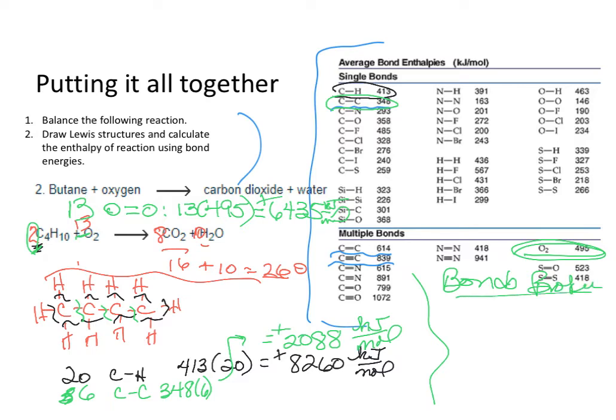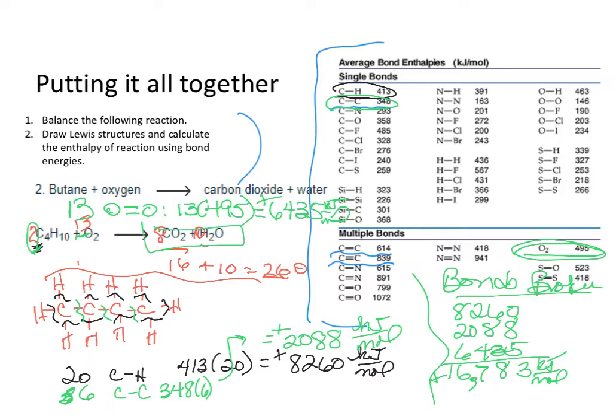So let's see, I've got 8260 for the carbon-hydrogen, 2088 for the carbon-carbon, and 6435 for the oxygen. Okay, so I think that is what we have: 16,783 with a plus sign. Those are bonds broken. And now I've got to do the same thing with the bonds made.